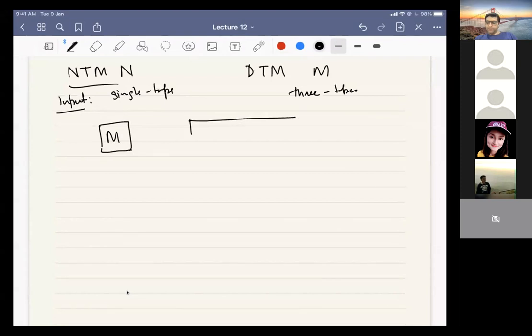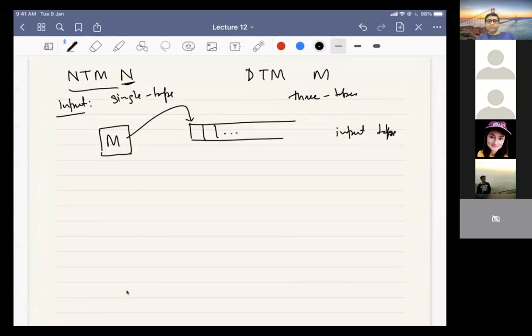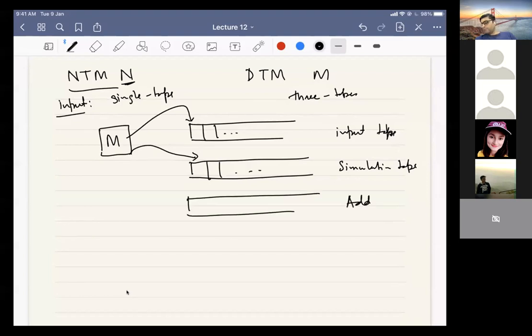The first tape is the input tape. This input tape is exactly the tape which is in the non-deterministic Turing machine. So we will have one head which will point to the input tape. There would be a simulation tape. This is the simulation tape. There's one head over here, and there's an address tape. The proof is very simple. When we try to simulate this non-deterministic Turing machine with a deterministic Turing machine, we would imagine that this M has three tapes.